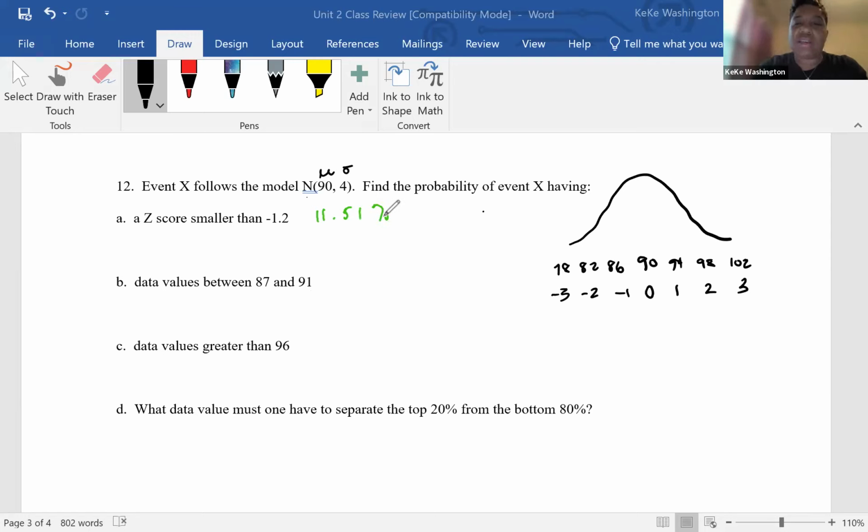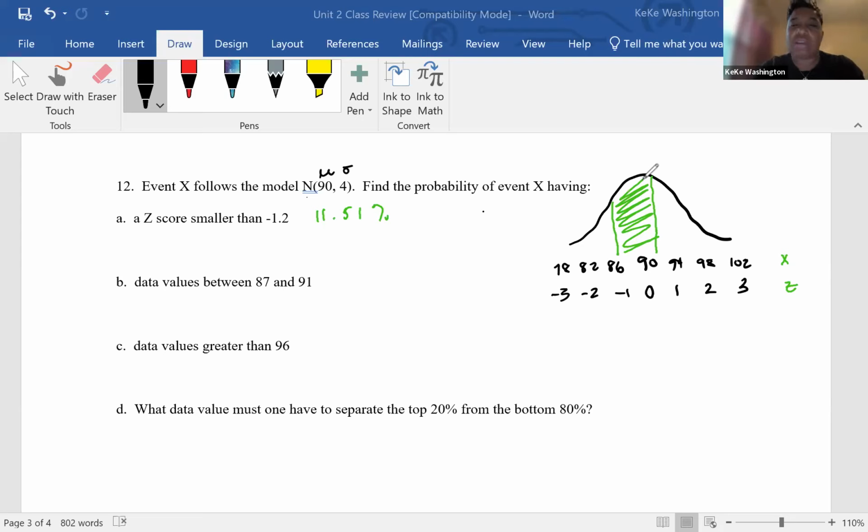All right, now it says we're going to calculate the probability if it has data values between 87 and 91. Now that's not in z-scores, that's x values. So these are my x values here and z-scores here. So if I'm interested in between 87 and 91, it's always good to draw a visual representation. All right, so there you go. So we're looking at this small probability or shaded region of the graph.